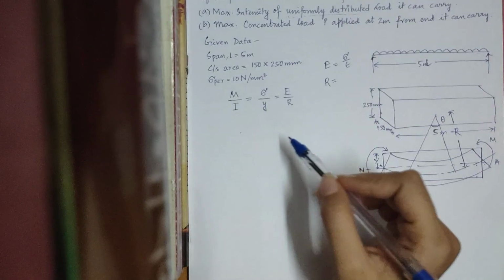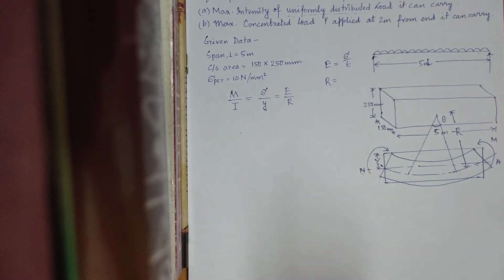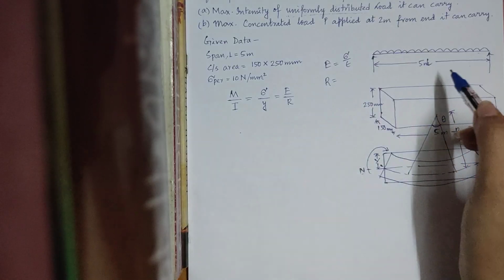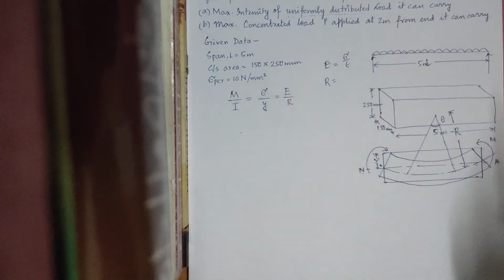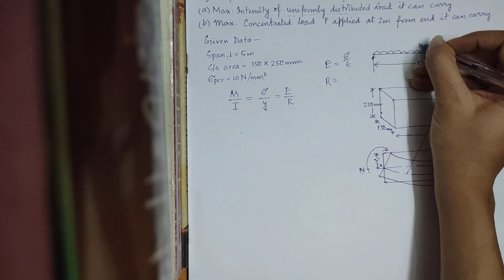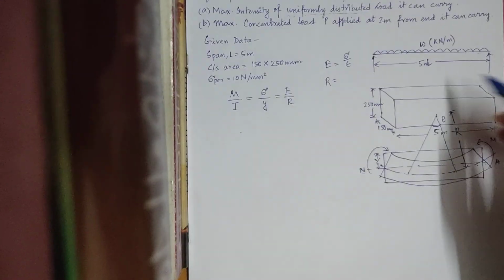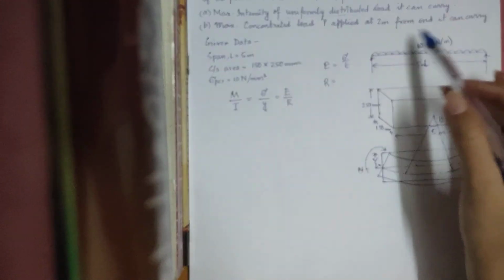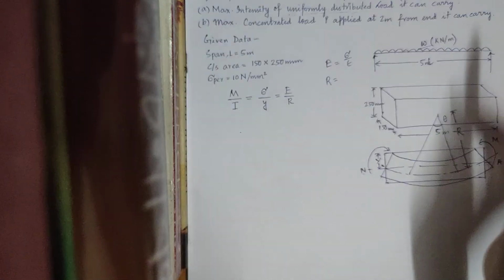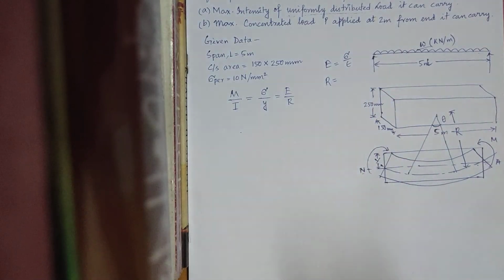Okay, so what we were discussing is the UDL, which is acting on this beam. UDL is uniformly distributed load, which means that the same magnitude of load is acting along the entire span of the beam, or that the loading is constant along the span of the beam. We denote the magnitude of UDL as W, which has a unit of kilonewton per meter, newton per meter or newton per millimeter. So this denotes this loading. This UDL is a magnitude which is applied per meter length of the beam.